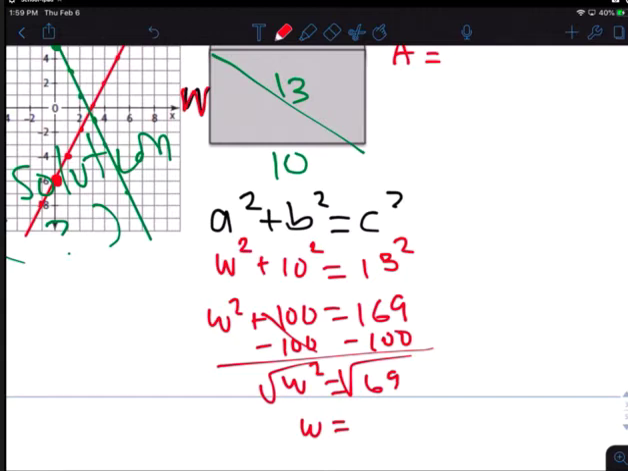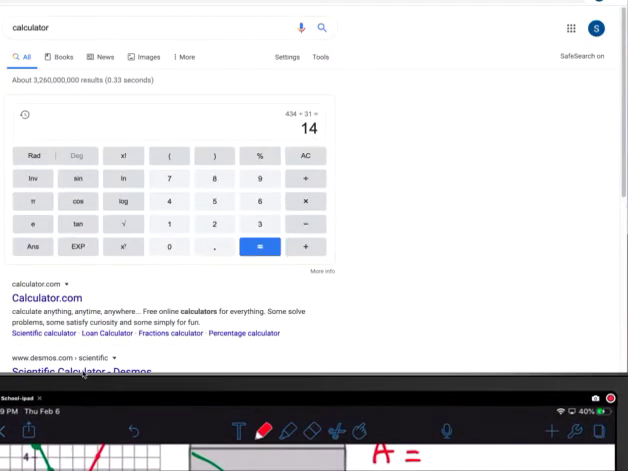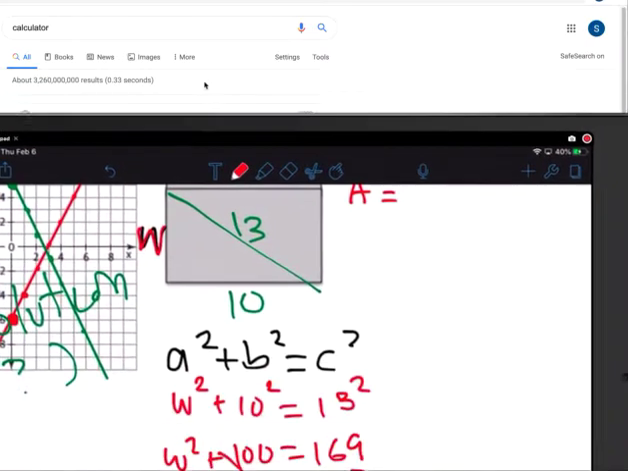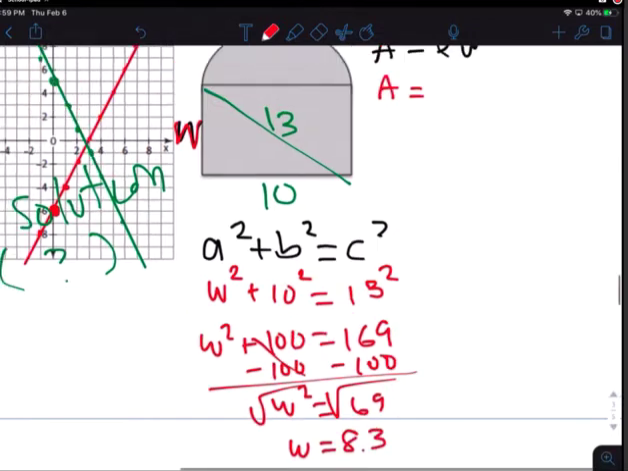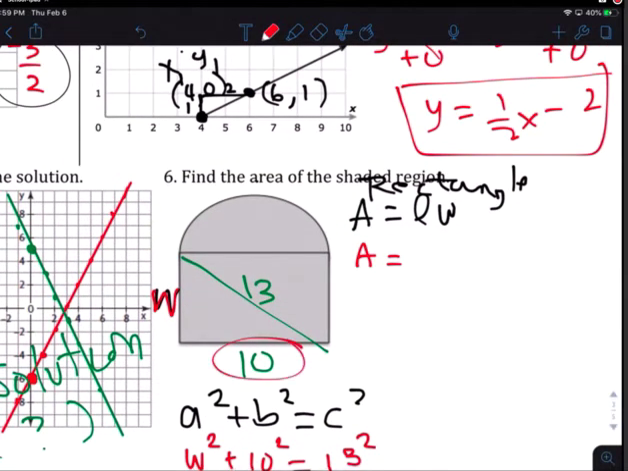8 times 8, 64, 8 point something. Let's look at this. Square root of 69. 8.3. 8.3 is the width. So the area is 10 times 8.3, which is 83.